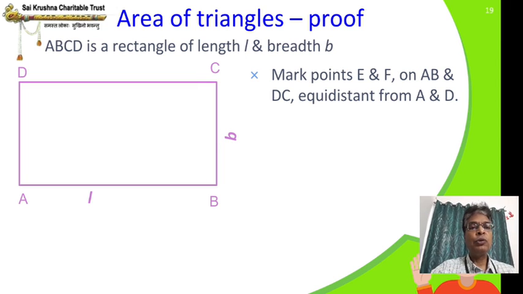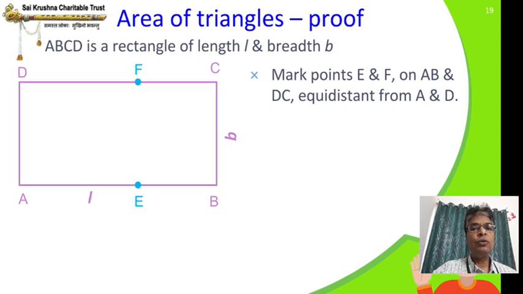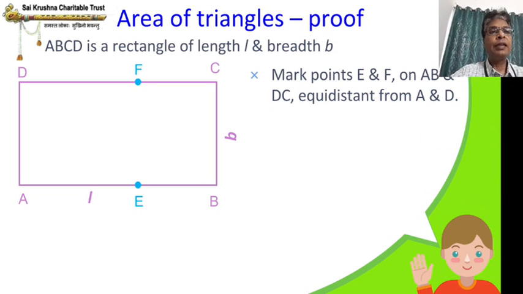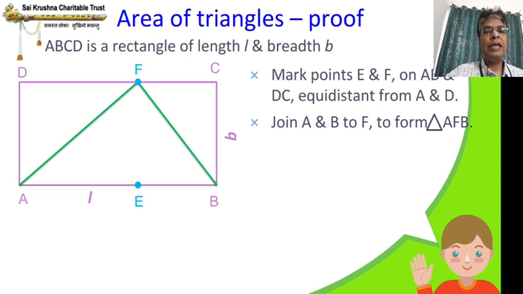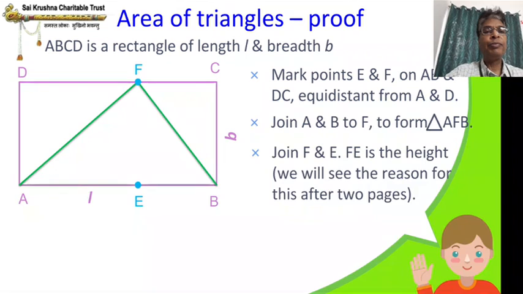So what I am going to do, I am going to mark 2 points E on AB, F on CD such that AE equal to DF. Correct? So now that is equidistance. Join A and B to F to form triangle AFB. So now A I am joining to F, B also I am joining to F. So together AFB has become a triangle.